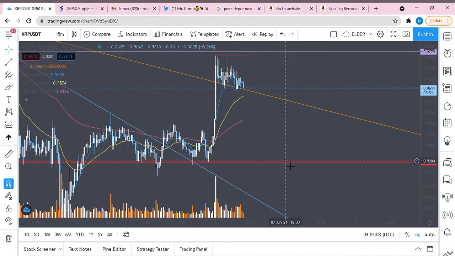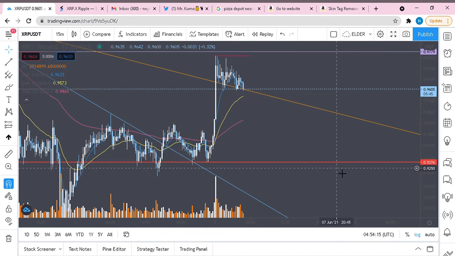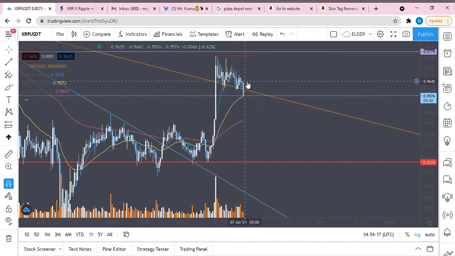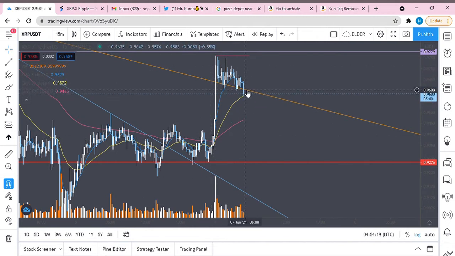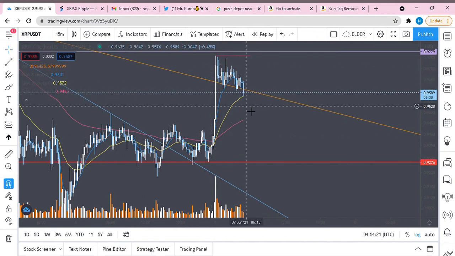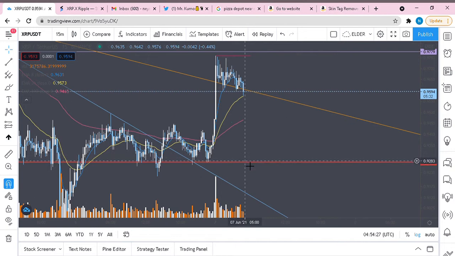Okay, so right now you're watching my XRP USDT Binance screen. Everybody is thinking it's gonna go up. See, as we are speaking, this is what I was about to say. It's gonna drop. So this is a 15-minute time frame, as you can see. It's gonna drop back to this level right here at 0.9276.